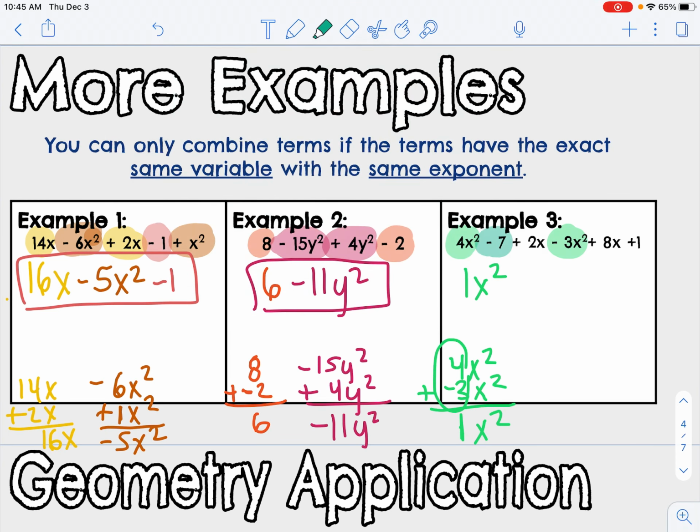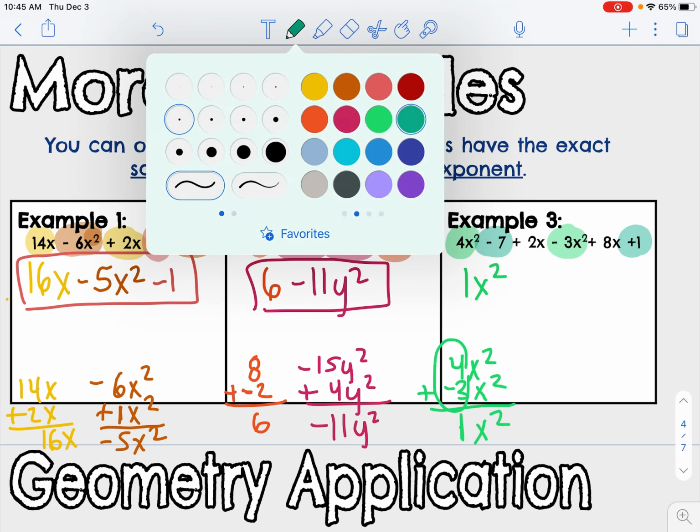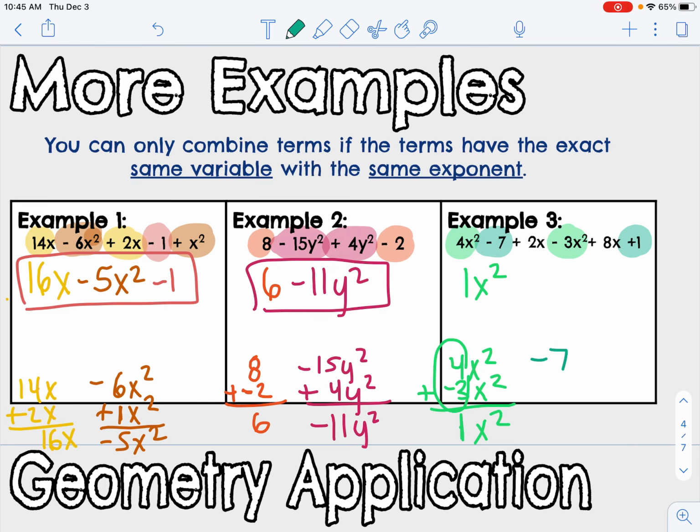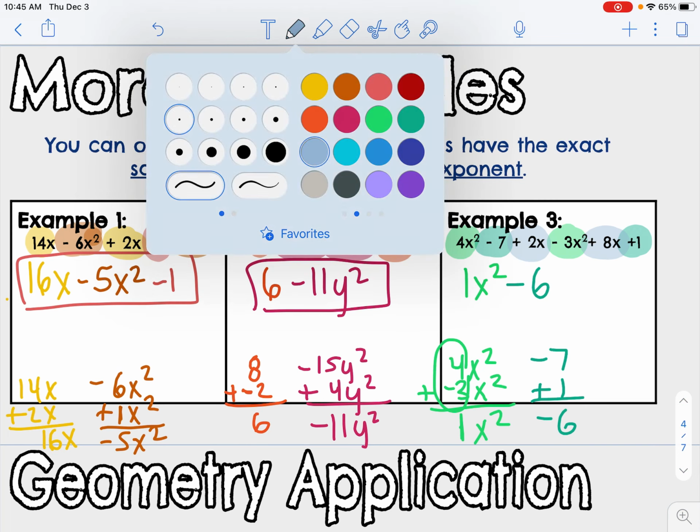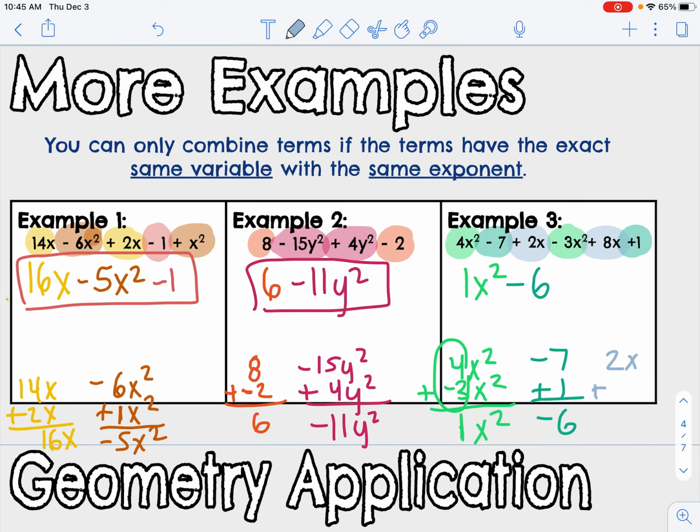Next part, we have a negative 7, so we're going to look across and see, is there anything else that doesn't have a variable, and it's this 1 at the end. So that's really, if we combine those, negative 7 plus 1 is negative 6. We have a negative 6. And then the next part, if we're looking at 2x, it can be combined with 8x. So if we write that, that is 2x plus 8x, that makes 10x. And there's my answer.